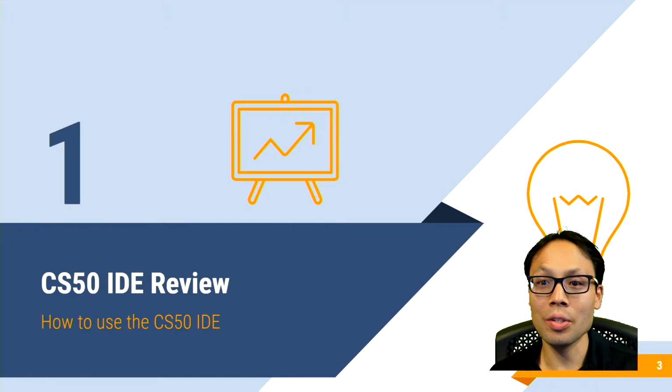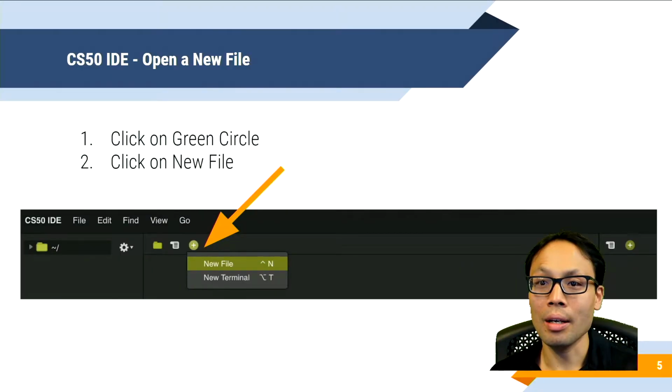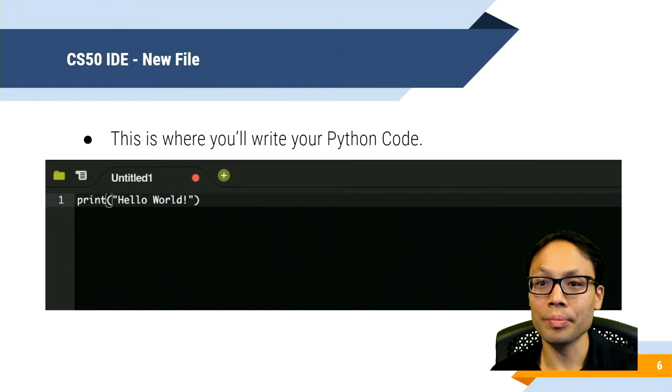All right, so again, just to quickly recap how to use the CS50 IDE. CS50 IDE is located at ide.cs50.io. Log in with your GitHub credentials. To open a new file, you click on the green circle. I like to do this on the left-hand side. And click on New File. This is where you'll write your Python code / HTML code. And today you'll be writing some CSS code.